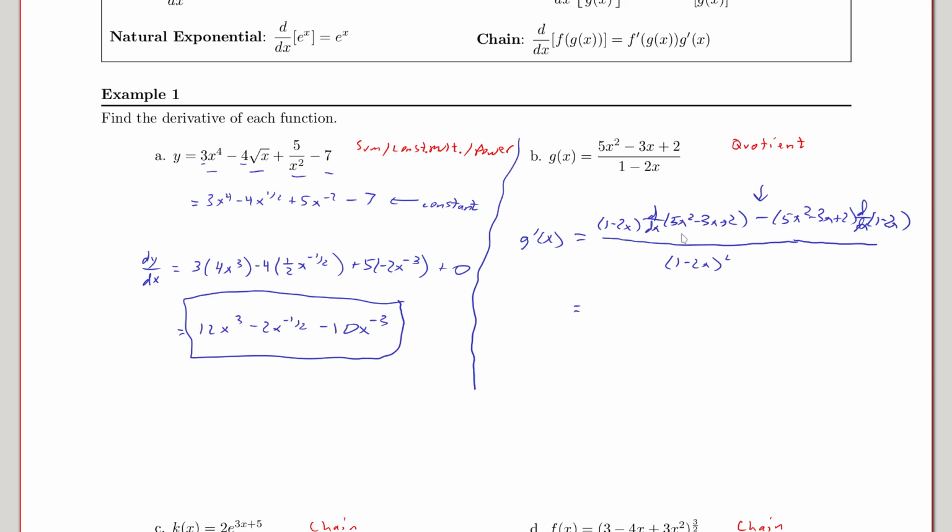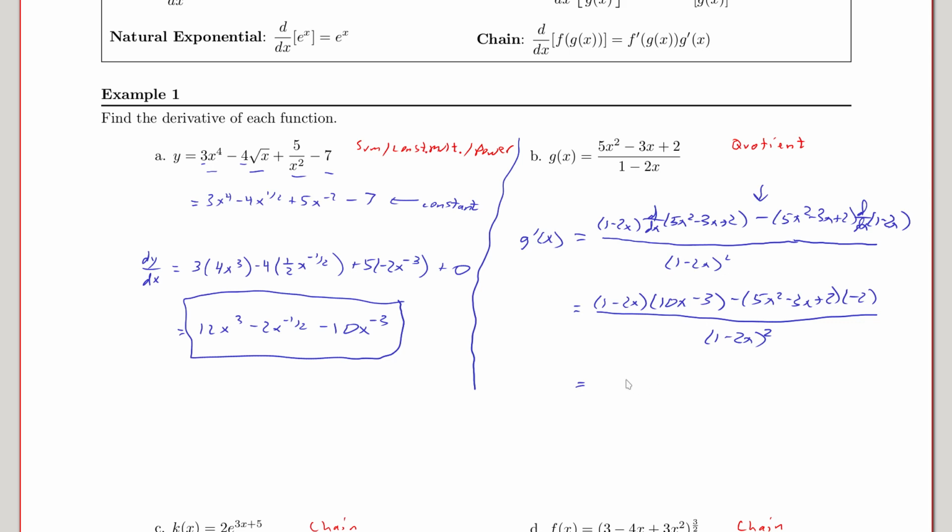So via the quotient rule, I do break this down again into the first example where I'm just doing the sum, constant multiple rule, and power rule. So this will be 1 minus 2x. The derivative of 5x squared minus 3x plus 2 is 10x minus 3. And then over here we have minus 5x squared minus 3x plus 2. And the derivative of this is just the equation of a line, and its slope is negative 2, so that should be the derivative. All this is over 1 minus 2x squared.